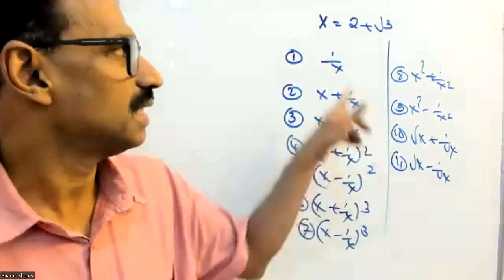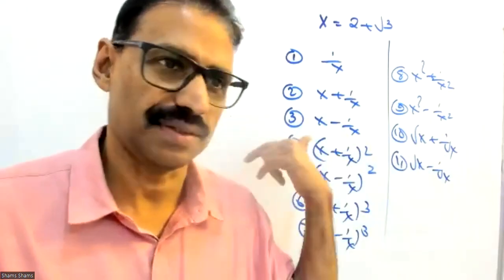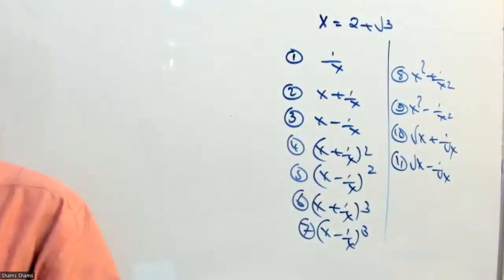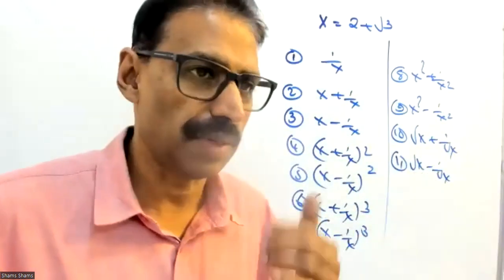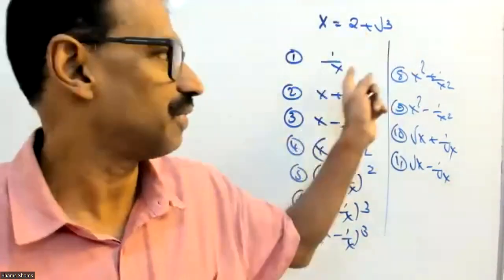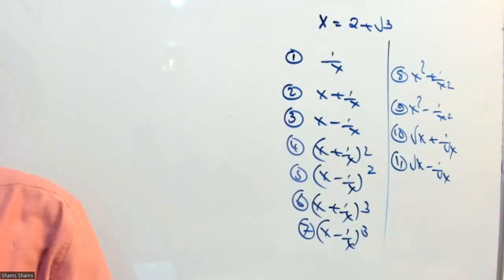Suppose this question asks, suppose only this question, still you have to find out this one. Suppose a question like this: x equal to 2 plus root 3, find x square plus 1 by x square. Still we need it. Suppose the question: x equal to 2 plus root 3, find root x minus 1 by root x. Still you need this one, 1 by x. So, is the question clear or not?